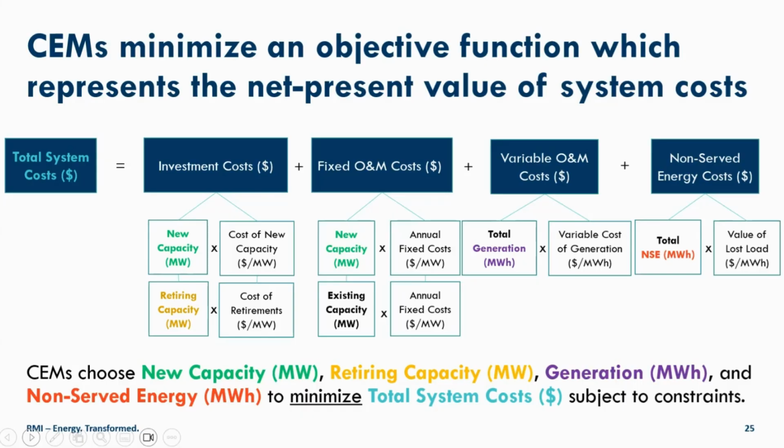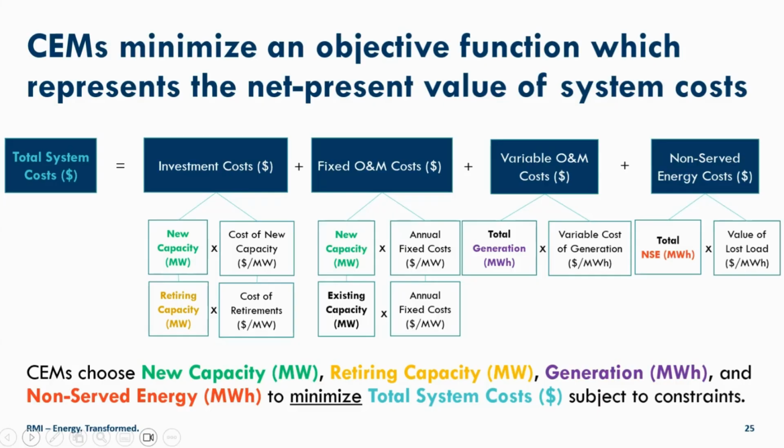And we set that with the value of lost load, which is represented by $1 per megawatt hour or a penalty if the model does not meet load. Sometimes the model might say it would be too expensive to build more generation in order to meet load during this hour. So instead, it will pay this penalty, and that's what the non-served energy represents.